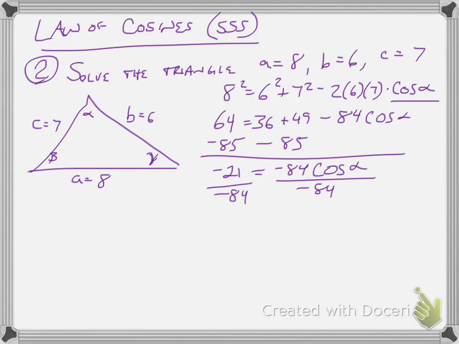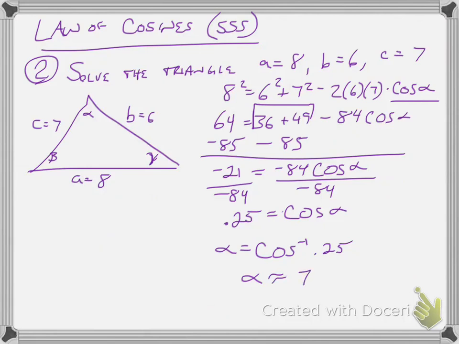If you didn't notice, I subtracted 85 because that's these two combined. So I have 85 minus 84 cosine alpha, subtract 85. Negative divided by a negative becomes a positive. So that reduces to 1 over 4 or 0.25. And we're going to use the decimal. That's okay here. And because I need to find that alpha, now I'm going to use the inverse cosine of 0.25. And that gives me alpha is approximately 75.5 degrees.